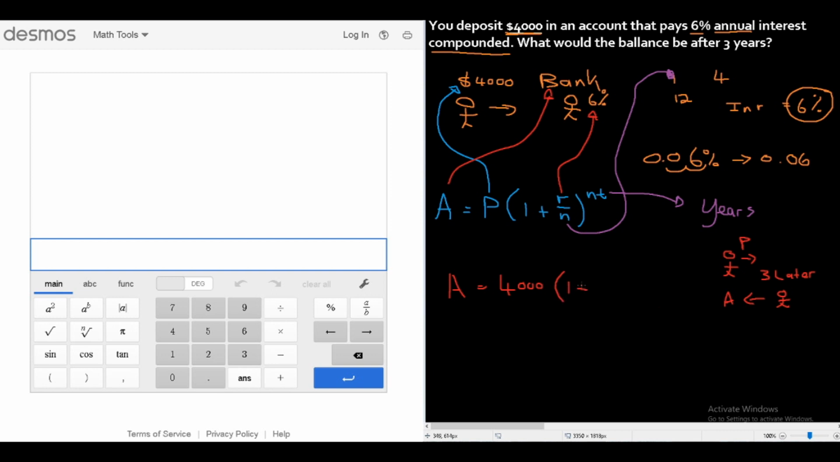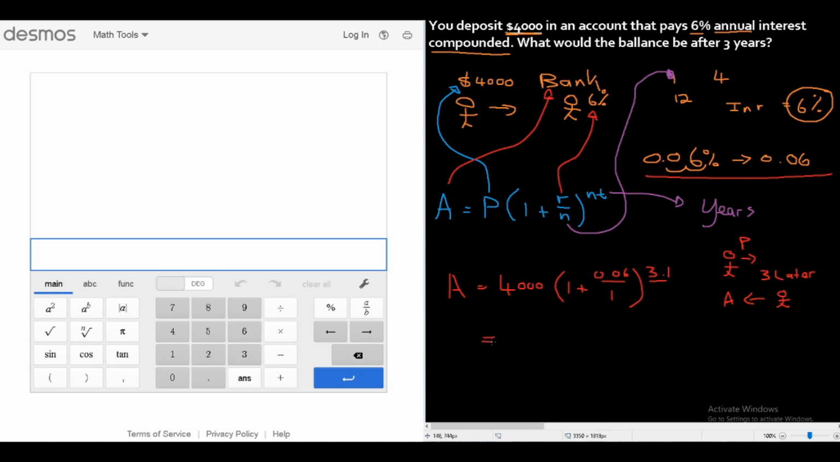Now I'm going to say 1 plus. Remember what I said, that we want to take our percentage to decimal. So I'm going to say 1 plus 0.06 over 1, to the power of N being 1 multiplied by T being 3. Oh, I'm making so many mistakes.